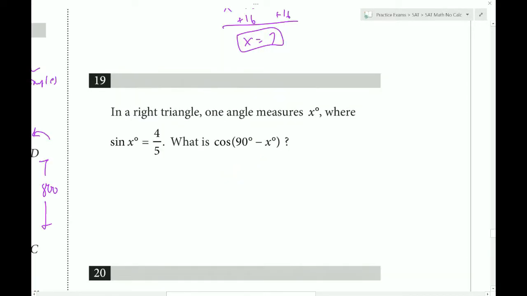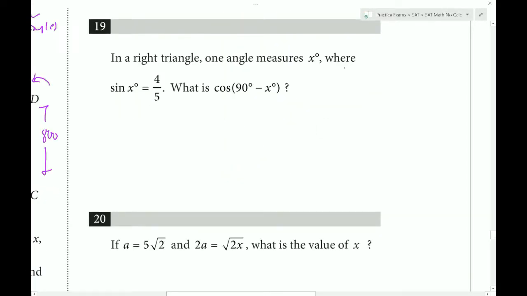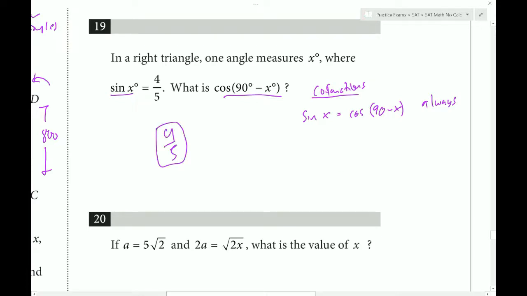In a right triangle, one angle measures x, where sine of x is 4/5. What is the cosine of 90 minus x? So this is a cofunctions question. By the method of cofunctions, I know that the sine of x is always equal to the cosine of 90 minus x. So if I know that the sine of x is 4/5, then the cosine of 90 minus x must be the same thing, 4/5. Very simple question if you know about cofunctions.